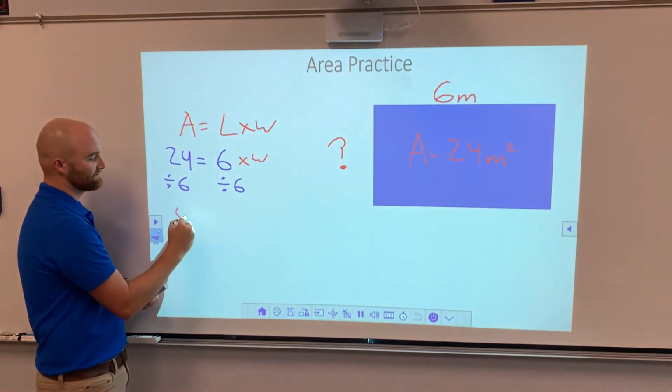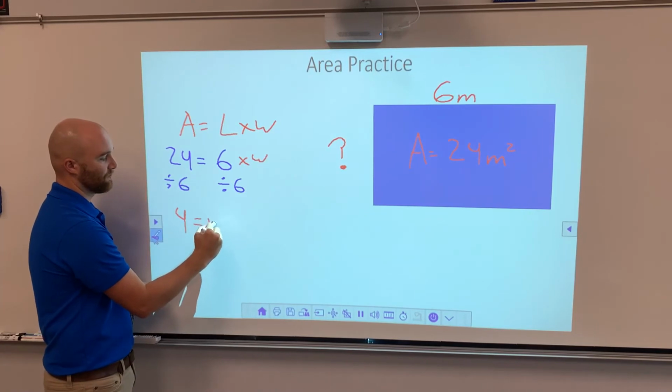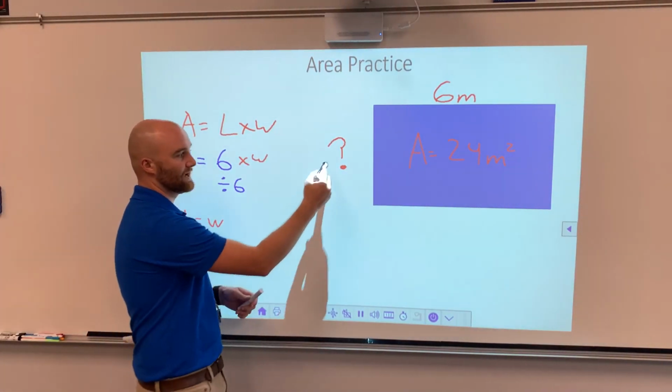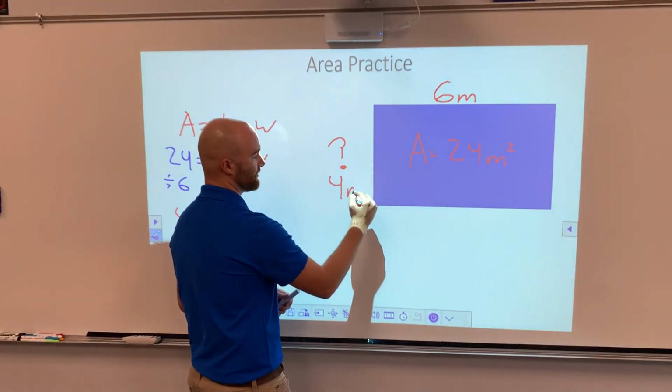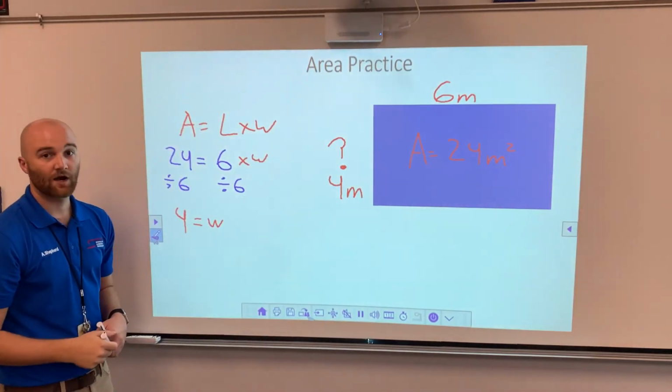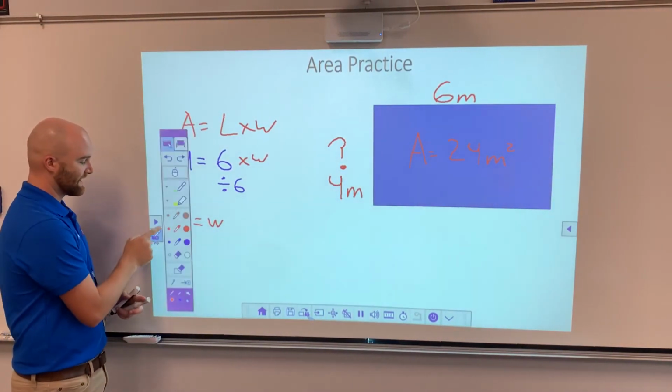24 divided by 6 gives me 4. So 4 is equal to our width. The measurement here is 4 meters. All right, let's try one more, our last one for today.